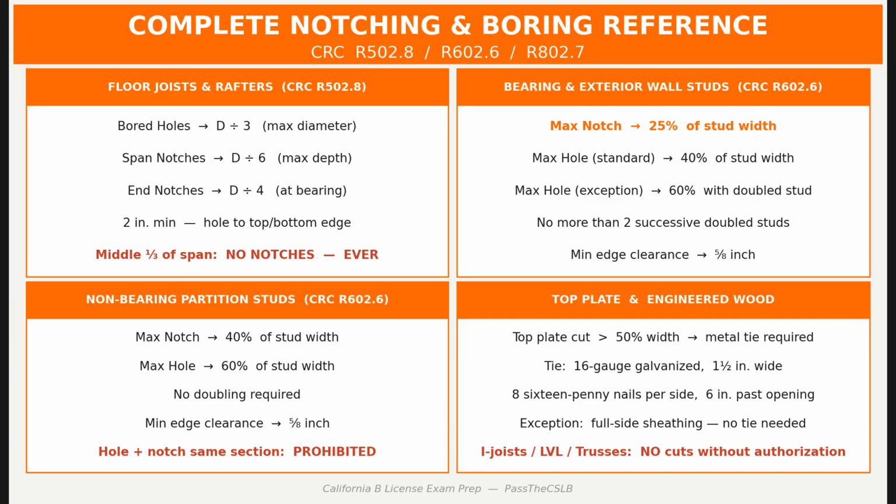Bearing and exterior wall studs. 25% maximum notch depth. 40% standard maximum hole diameter. 60% maximum hole if the stud is doubled with no more than 2 successive doubled studs. 5/8 inch minimum edge clearance for all holes. Holes and notches cannot share a cross-section.